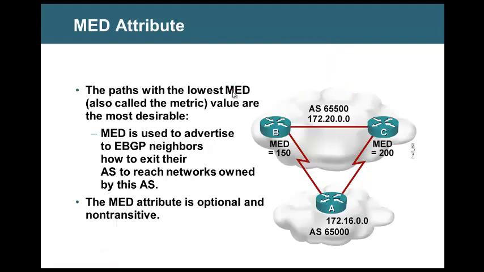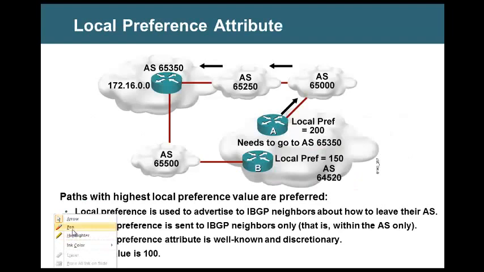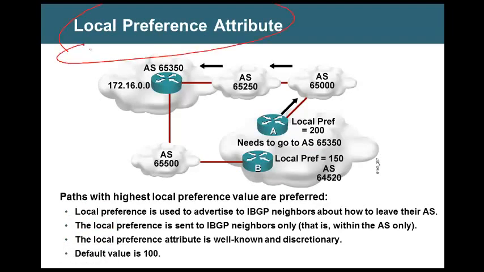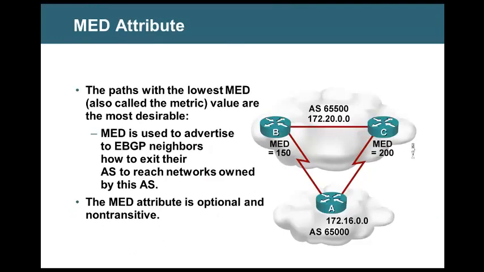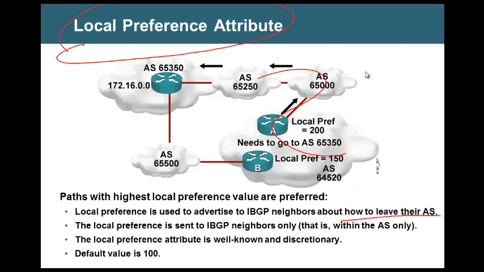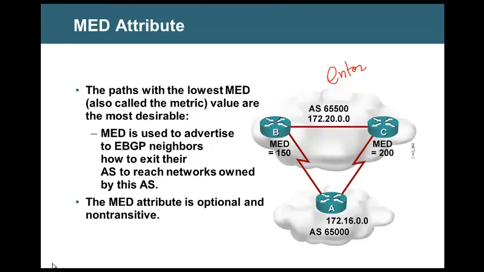Now, I'll give you one shortcut to remember. Local preference tells how the packet should leave the autonomous system, whereas MED tells how the packet should enter. This is enter, this is exit. That's the main difference.